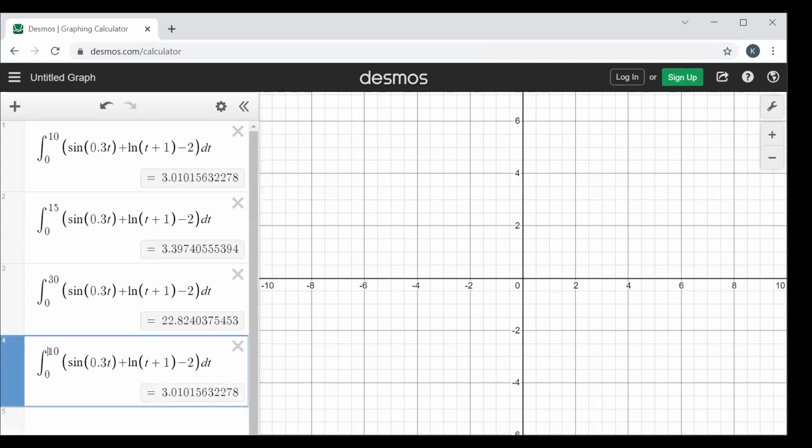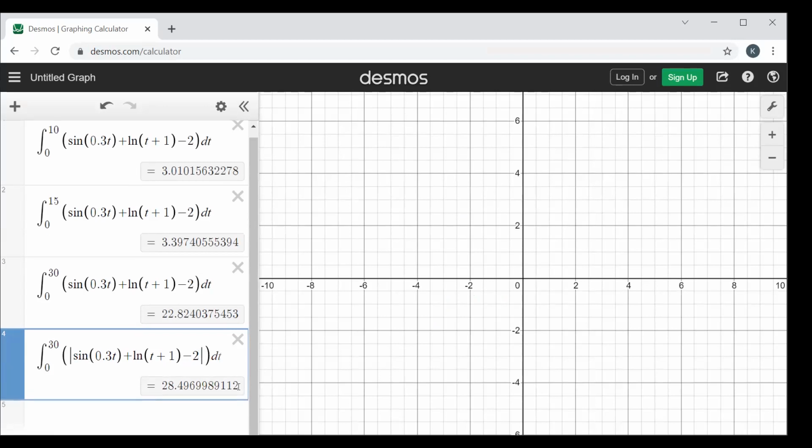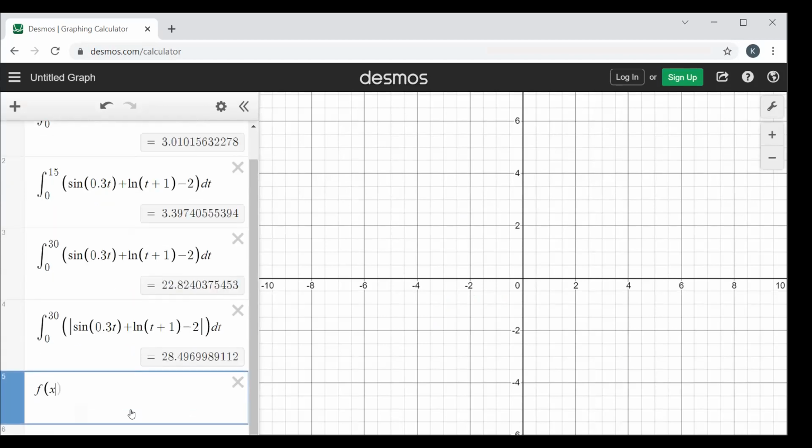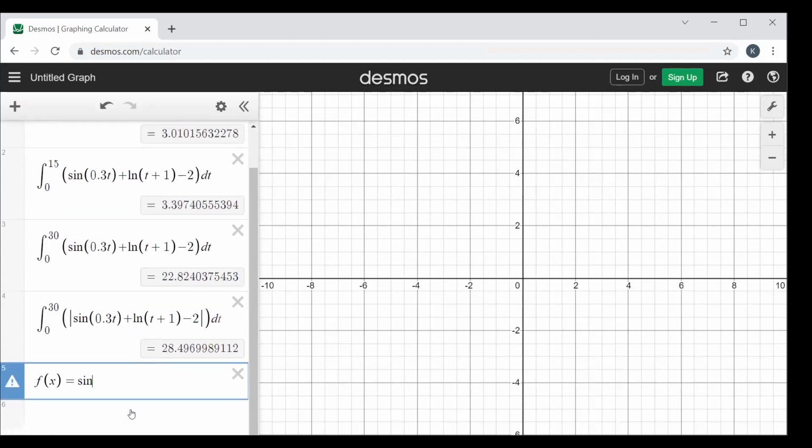Okay, so I'm going to make this to 30. And I'm going to put absolute values in here. Absolute values. Okay, the other thing I could do is graph this function.